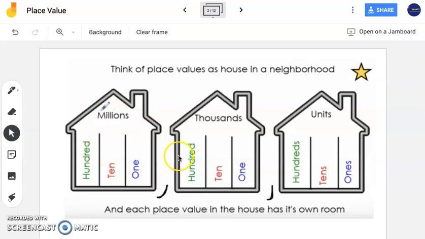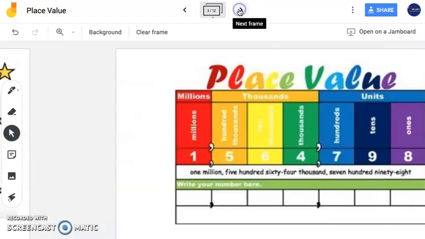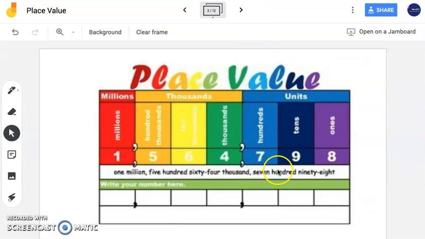It might help you to use these houses when you're identifying and explaining large numbers. Today, this video is going to focus on numbers up to the millions place. And notice each place value in the house has its own room. Each digit has its own room, has its own label. And we can use this place value chart today to help us with the activities. We also have this one as well, and again, notice we're going from right to left.